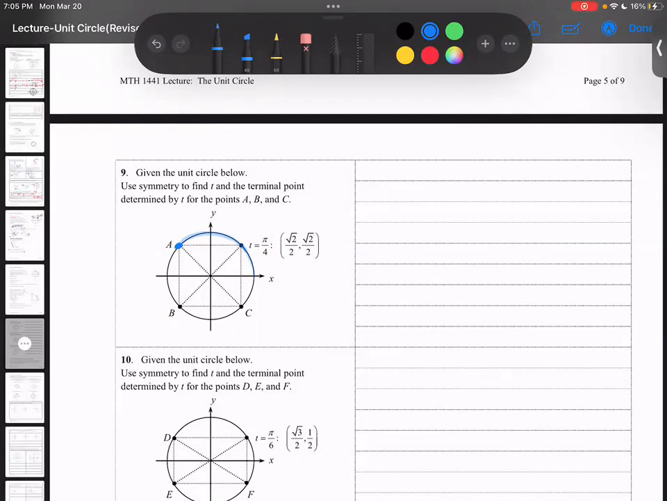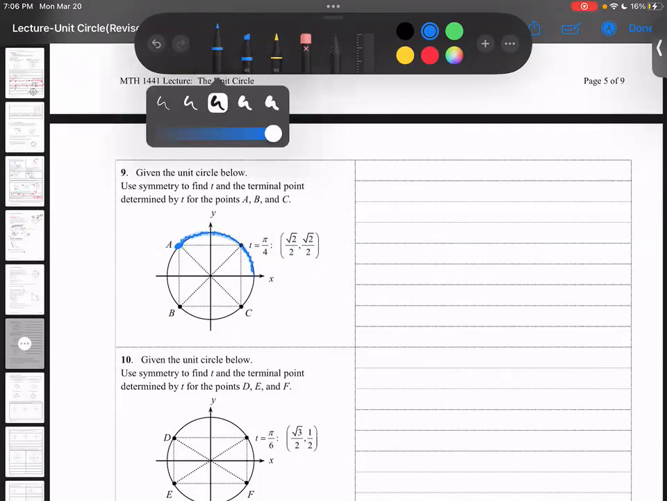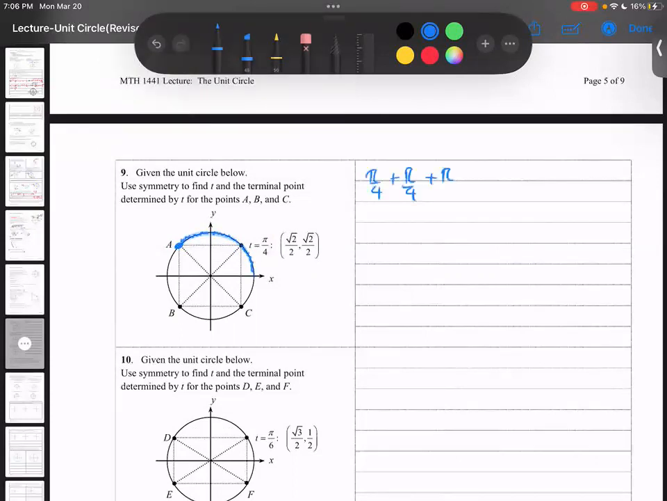Remember, this one right here is pi/4, right? This is pi/4. This is another pi/4. So basically, pi/4 plus pi/4 plus pi/4, three times, so that'll be 3 pi/4. So t right there is 3 pi/4. I would say t of A, right? This is called t of A. I think blue's good.